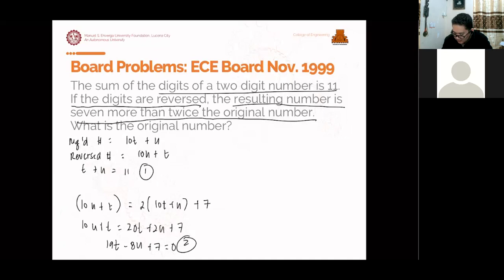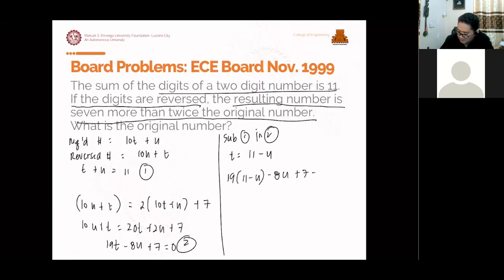Tama ba? 19t, 8u. Okay. Yan. And then we can use yung sub natin, yung 1 in 2. Okay? So si t, pwede natin represent as 11 minus u. Okay? So 19 times 11 minus u minus 8 times u plus 7 is equals to 0. So 19 times 11, that will be 209 minus 19u minus 8u plus 7 is equals to 0.